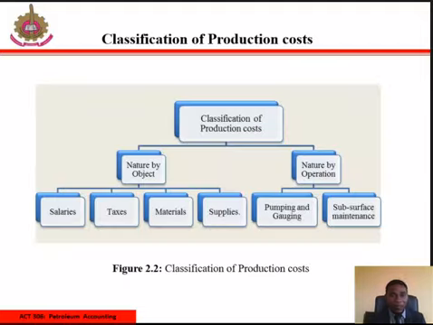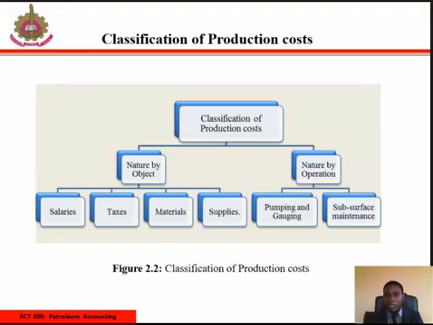We have classification of production cost. We have 2 types of classification of production cost: we have nature by objective, we have nature by operation. For the nature by objective, we have salaries, taxes, materials, and support. They are all categorized under the nature by objective. And for the nature by operation, we have the pumping and dredging, we have the subsurface maintenance. All these are categorized under the nature of operation.